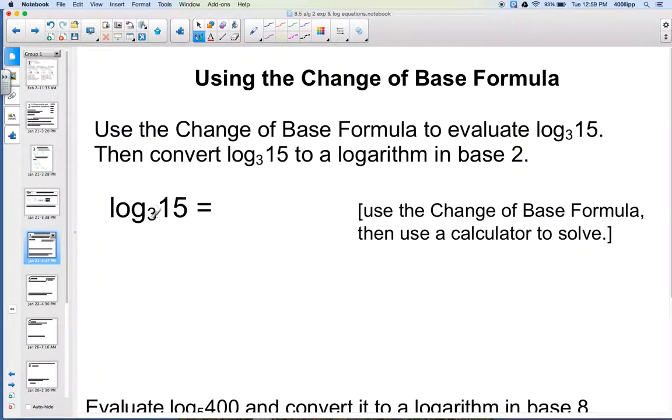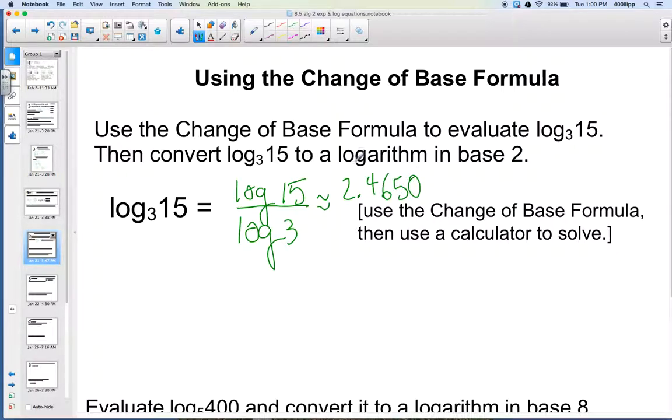So for this one, log base 3 of 15, we want to evaluate that first, and then we want to convert it to have a base of 2. So we can evaluate this by using the change of base formula, which says log base 3 of 15 is equal to log of 15 divided by log of 3. So we'll just put that in our calculator. So this is going to be about log of 15 divided by log of 3 is about 2.4650.